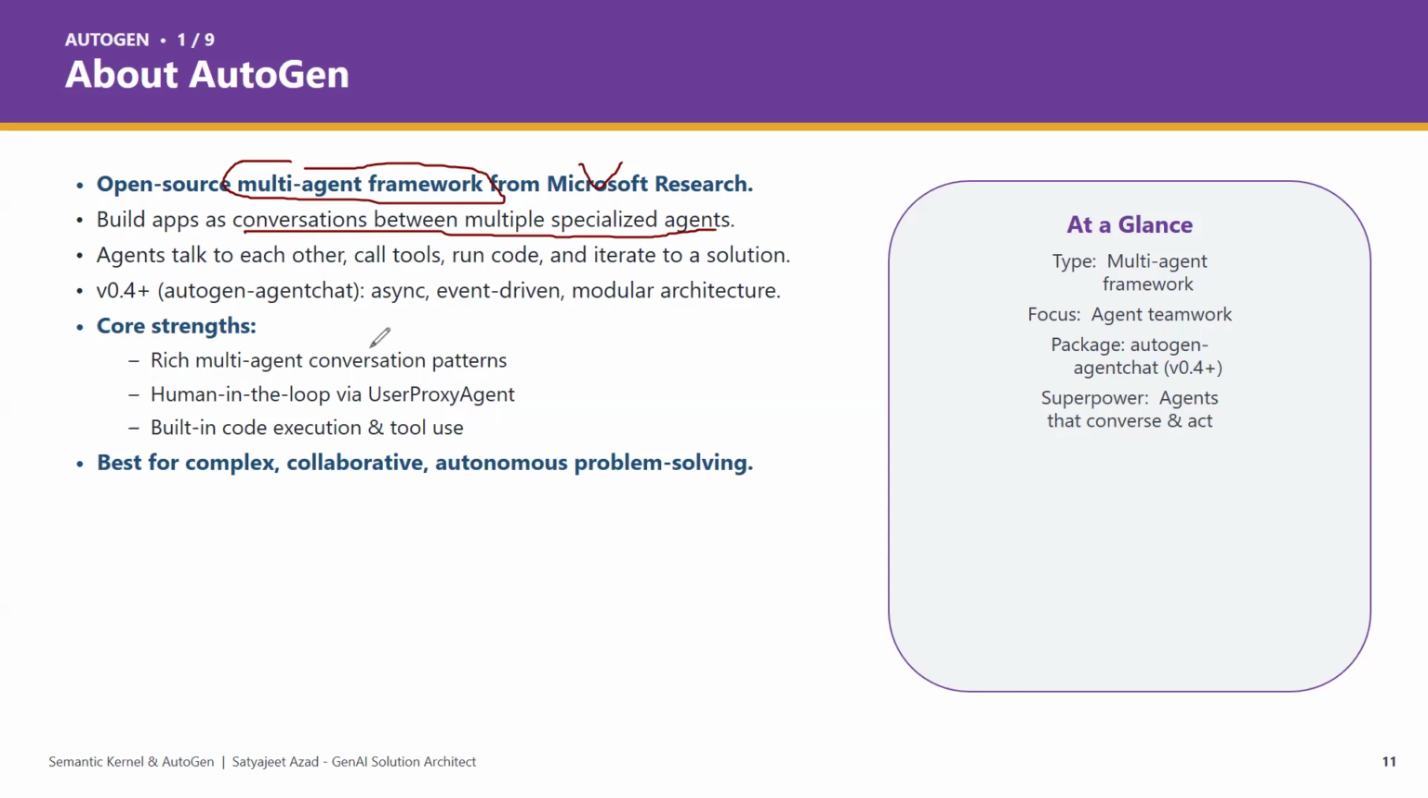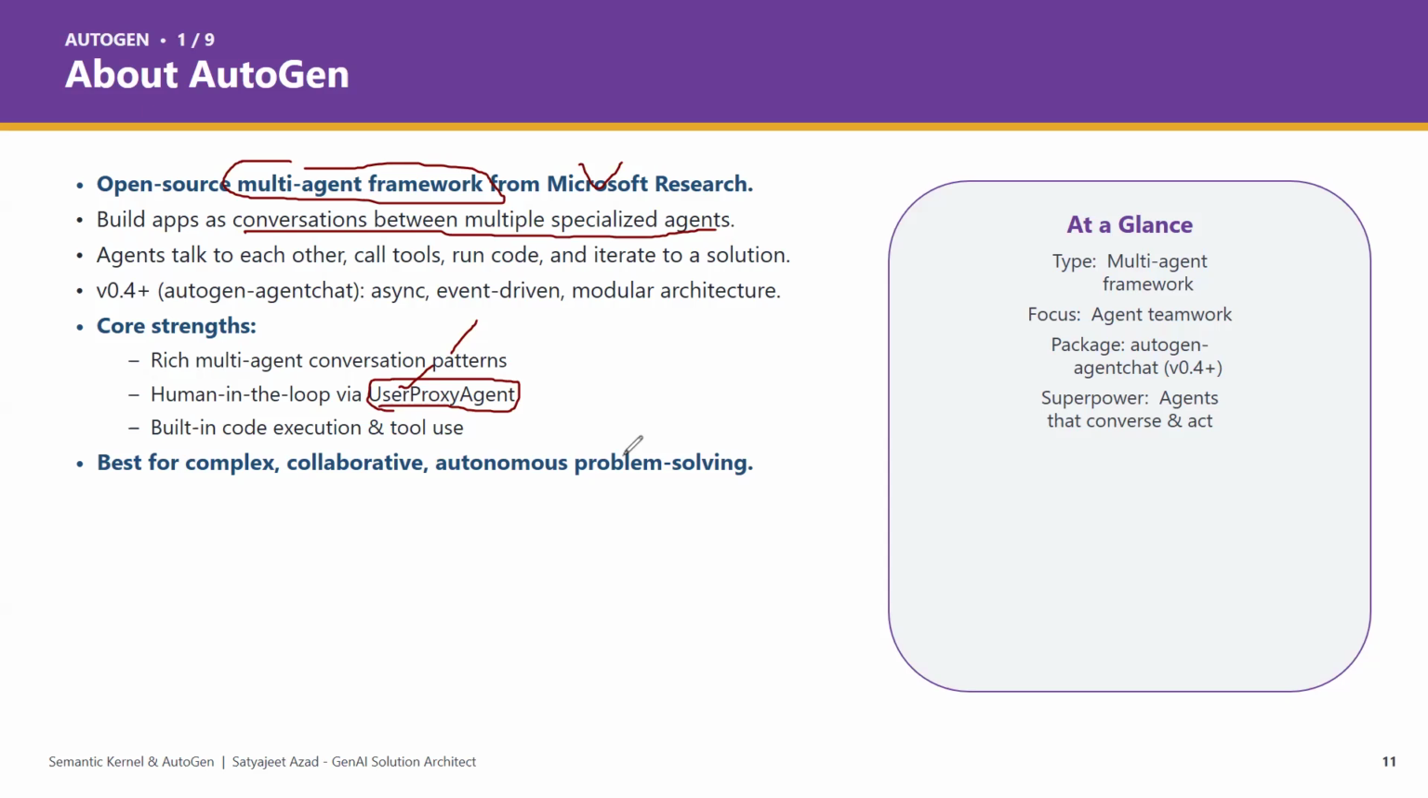Rich multi-agent conversation patterns, human in the loop. There is something called user proxy agent. So user proxy agent is a kind of agent. We can call it HITL. So it is called human in the loop. In some places you might have seen this term HITL, written as human in the loop. And the user proxy agent is something which AutoGen gives you, but other frameworks don't give you, right?